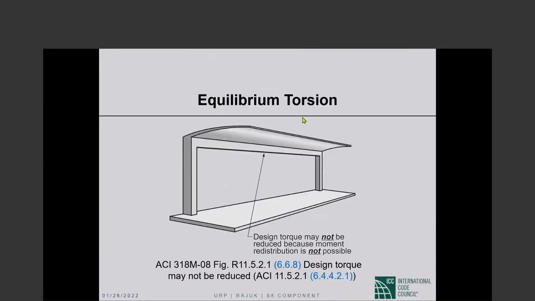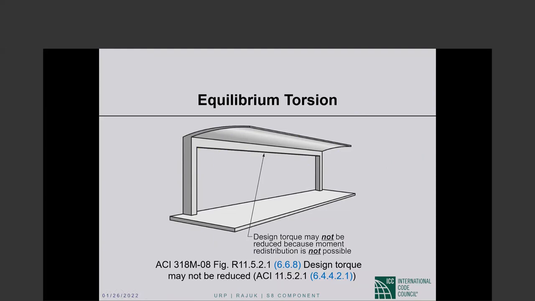Let me show you. Okay, so this is a good illustration out of the commentary to ACI 318 of equilibrium torsion. This is a frame, let us say, with a cantilevered slab. Any loading on that slab will cause torsion on this beam, and that torsion keeps the loading on the slab in equilibrium. There is nothing else. So if we don't design that beam for that torsion, then there will be failure of the beam leading to the collapse of the slab.